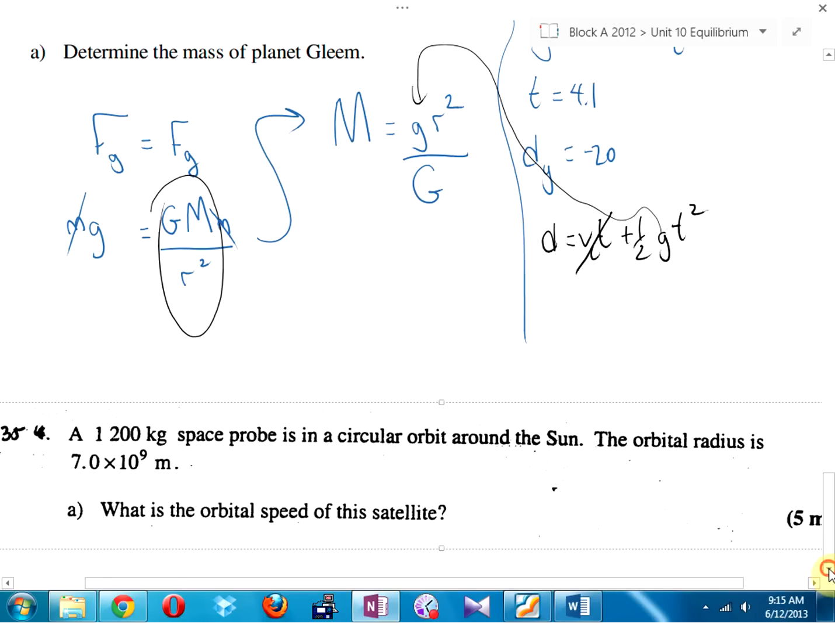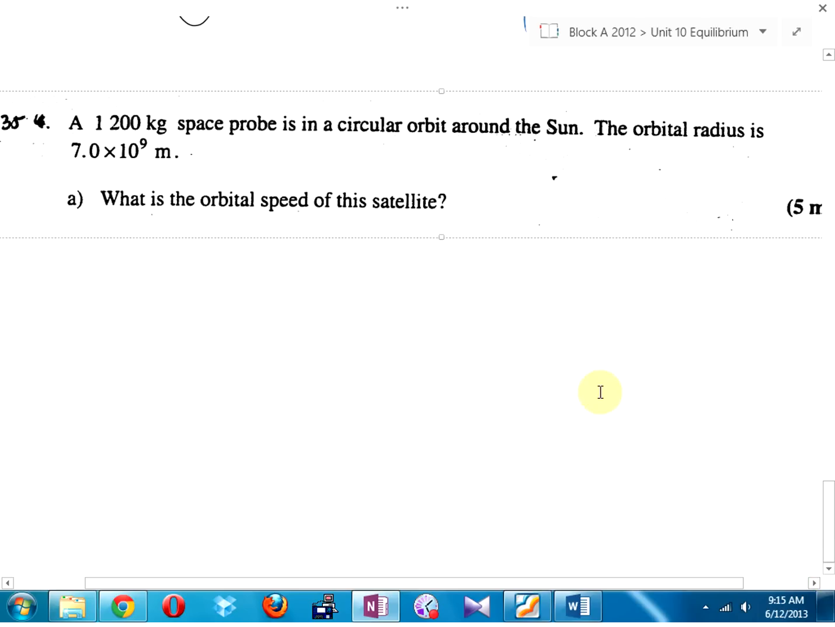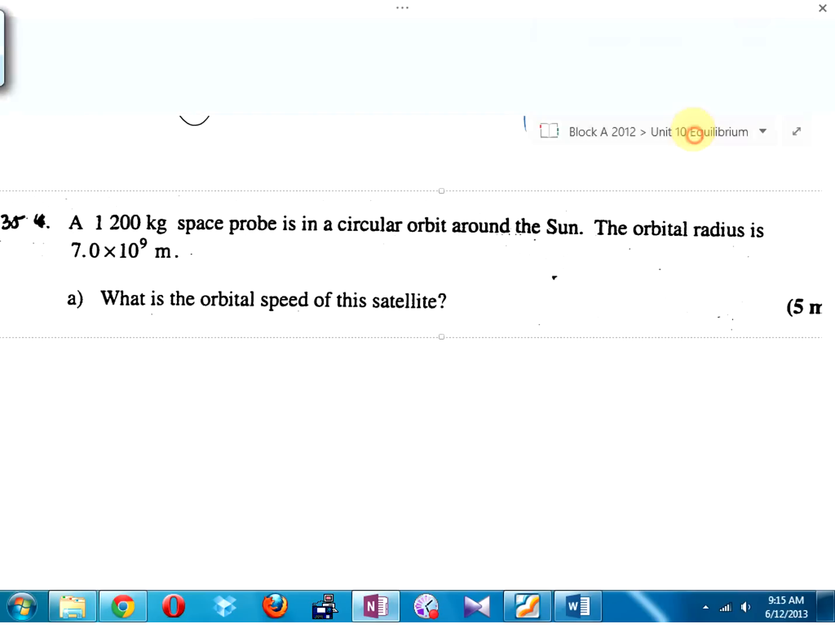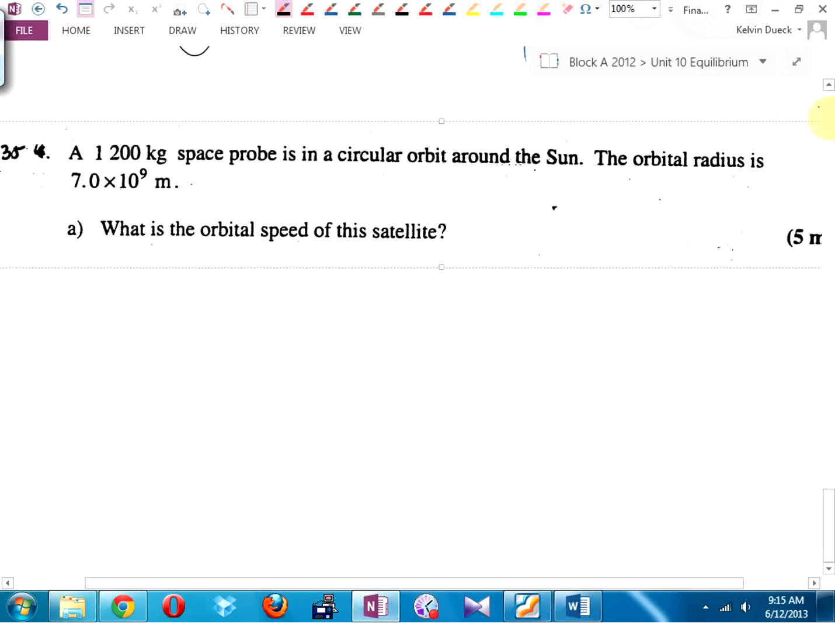What am I asking you to find? What else could I ask you to find? Orbital radius. Or orbital period. They all started out with Fg equals Fc, and then it depended on what information they gave you. But I totally agree with you, my friend. I'm going to start out by saying, hey, gravity is what's pulling me in a circle.